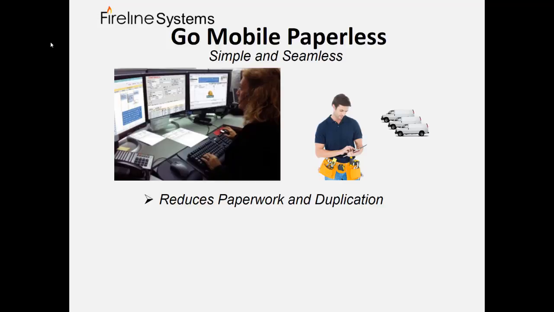Number one, it reduces the paperwork and duplication headaches that you normally have with paper work orders. It also allows you to turn around your cash flow quicker by being able to get those work orders back to the office faster and build quicker.